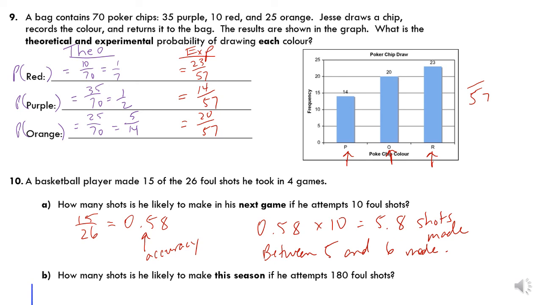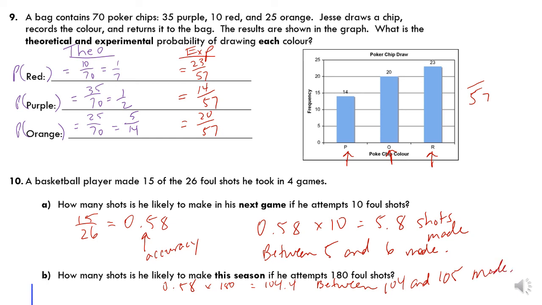Exact same process. His accuracy, 0.58 times 180. Type that into your calculator. 104.4. So you can't make 0.4, so between 104 and 105 made.